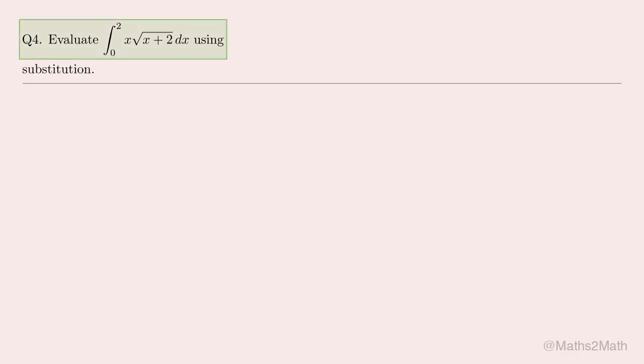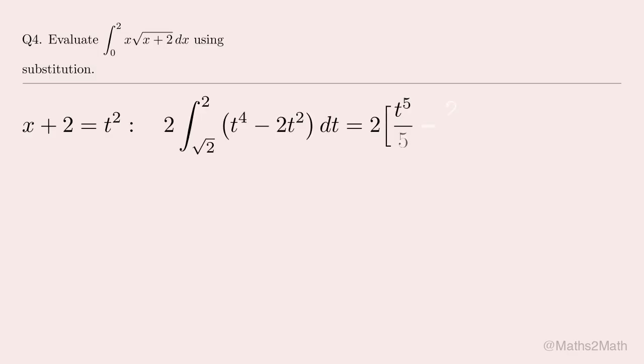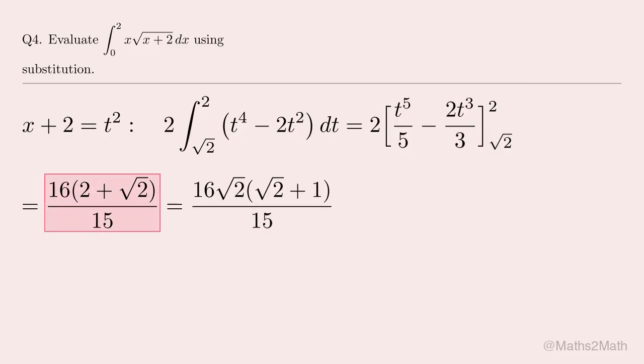Question 4. The hinted substitution x plus 2 equals t squared. Limits move to root 2 and 2. With x as t squared minus 2 and dx as 2t dt, the integrand becomes a polynomial in t. Evaluate both ends and simplify to the book form.